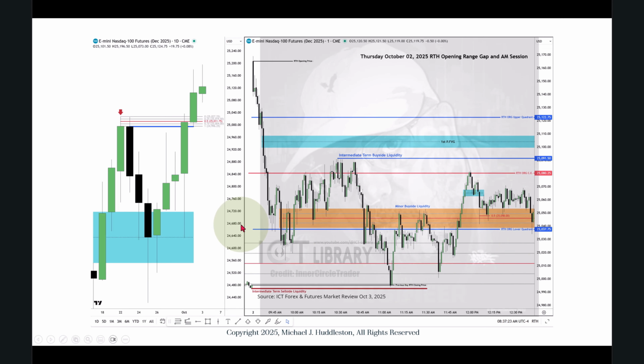The market uses this inefficiency, those levels, and projecting that through price action. You can see how we hit the low.